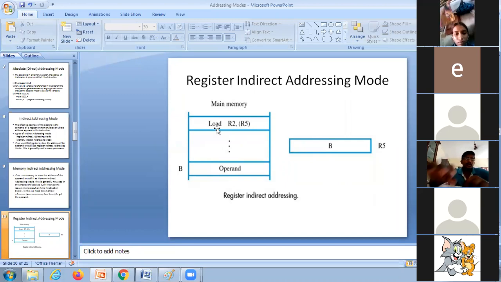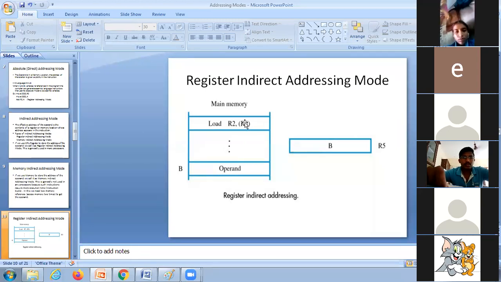Here in this case, I will come to the addressing point of view. Here R2 is a register, R5 is another register, but there is a parenthesis. There is a parenthesis means the actual operand is not available in R5.